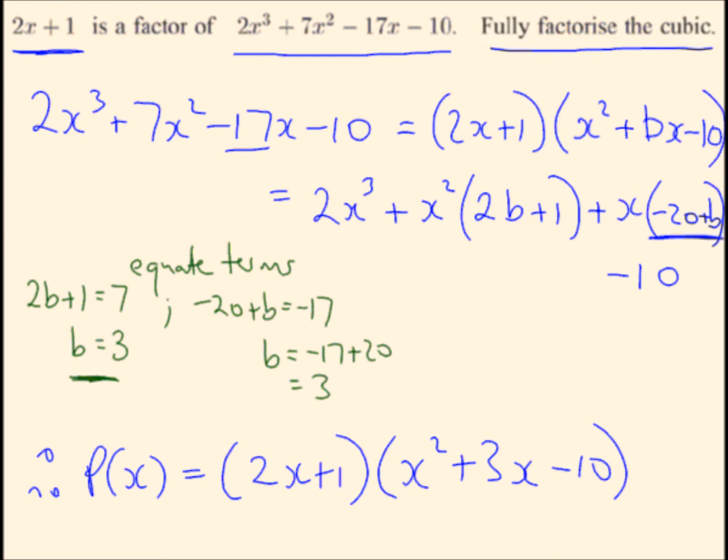I believe we can. So we need x times x for the x squared term. Once again, these 2 numbers multiply to make the -10, but add to make the plus 3. So 5 and 2, and if I did 5 times -2, that will work. So we have x plus 5 and x take 2. So now we have fully factorised our cubic.